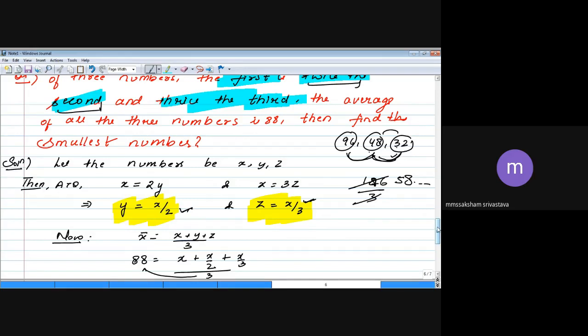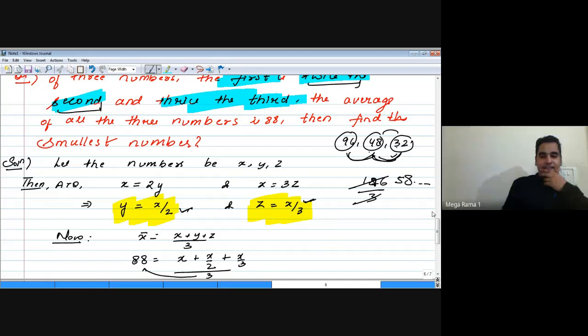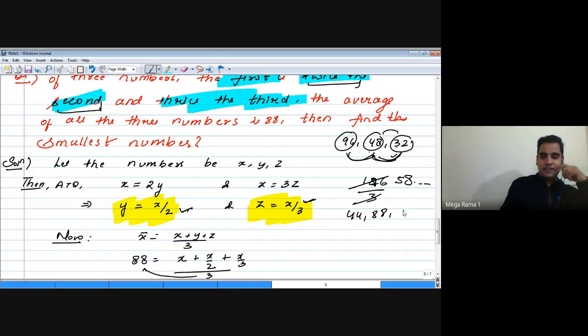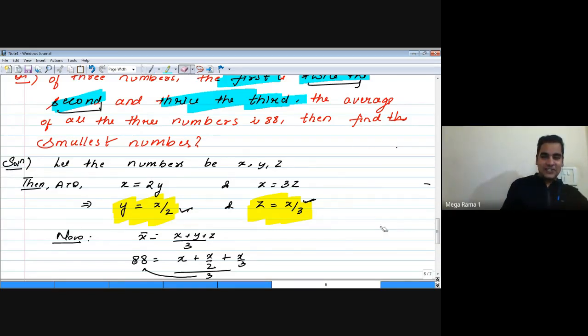Sir, but then I did the same thing and I got 88. No, sir. You have to do 176 by 3. Okay, okay, I did it by the correct method and it still worked. Tell me your numbers. Sir, 44, 88 and 132. So your first number is this, right? 132 is thrice of 44. Okay, so is it twice of 88? No, sir, it's not twice of 88. That's why it's incorrect. Okay, sir. So the only solution is the one which I have mentioned.